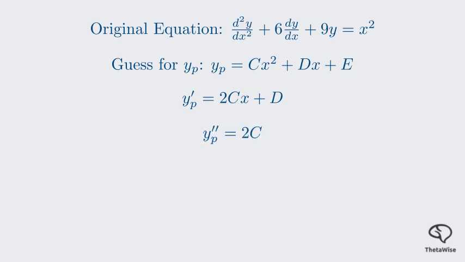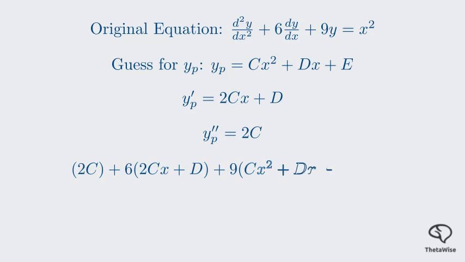Now we substitute yp prime and yp double prime back into the original differential equation. So we have 2c plus 6 times the quantity 2cx plus d plus 9 times the quantity cx squared plus dx plus e, and this must all equal x squared. Let's expand the terms and group them by powers of x. This is where most students make small calculation errors, so let's be careful.